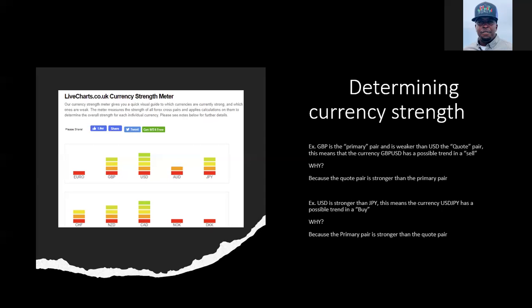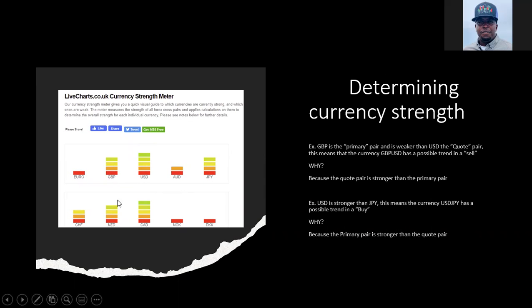All right. Another example for a strong pair. The US dollar is stronger than JPY. As we see on the screen, USD is stronger than JPY. This means that USDJPY has a possible trend in a buy, because the primary pair is stronger than the quote pair.